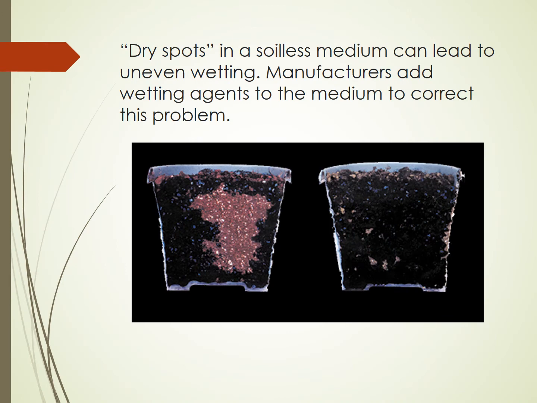So this picture shows the dry spots in a soilless medium that can lead to uneven wetting. So one thing manufacturers do to help correct this problem is they add wetting agents to the medium to correct the problem.